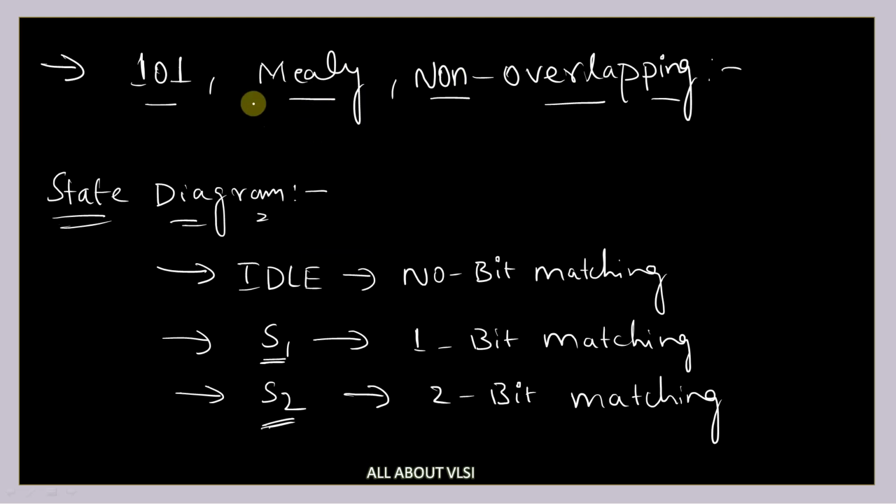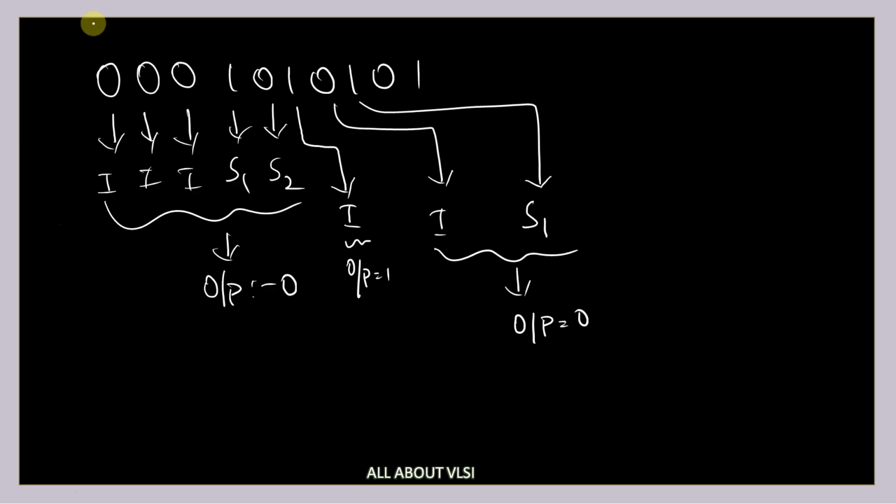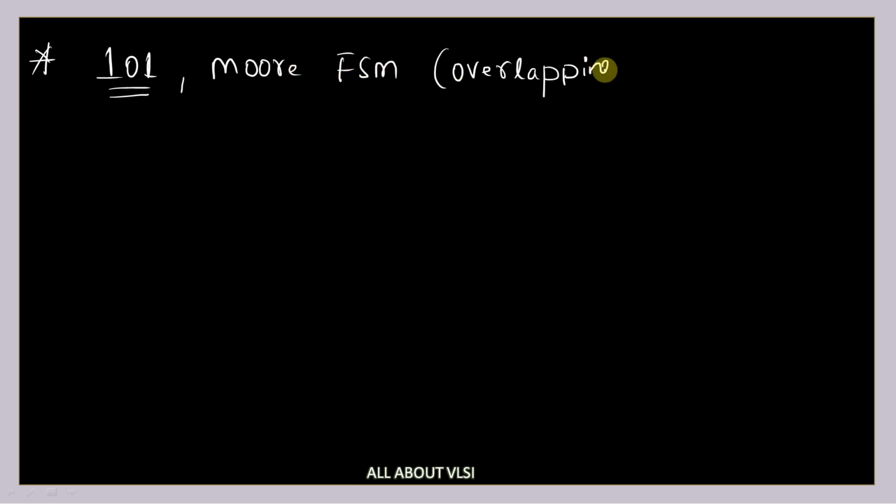We will try to draw the Moore FSM for the sequence 101. Let me write it down here. Let us draw the state diagram for the sequence 101 Moore FSM. We need to design a Moore FSM for overlapping sequence detection. Now, how to design this? Let us first consider the non-overlapping case, then we will go to the overlapping one.